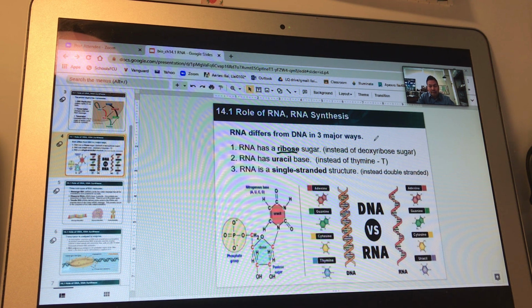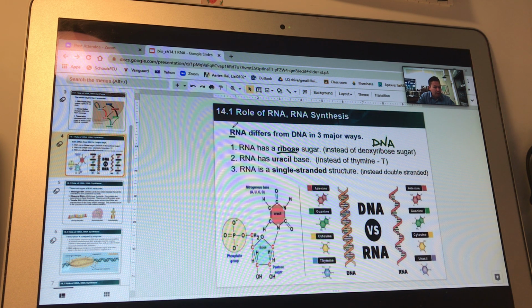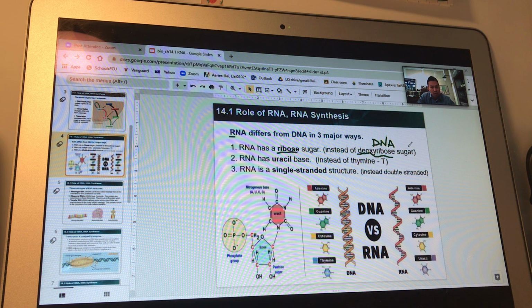Here is DNA. I put the DNA here as a comparison so that you don't forget, just in case the exam asks you for it. So RNA has a sugar called ribose. That's where the R comes from. R represents ribose nucleic acid. DNA, the reason why it's D is because of this D here, deoxyribo. Deoxyribo is the name of the sugar for DNA.